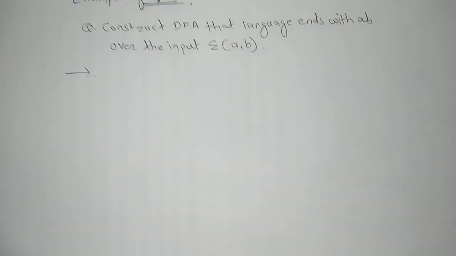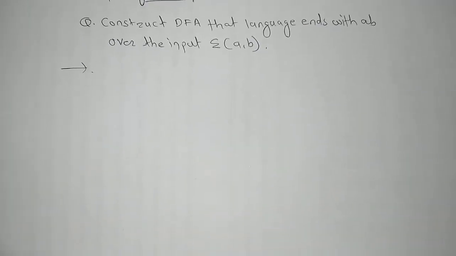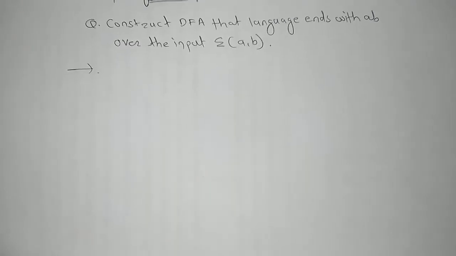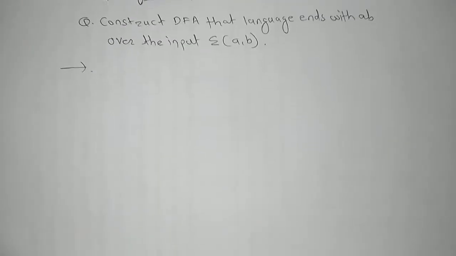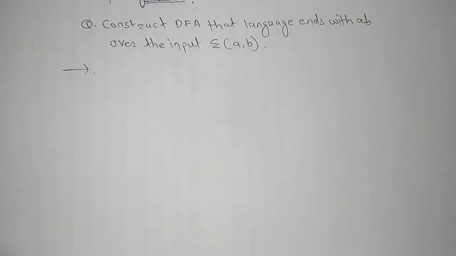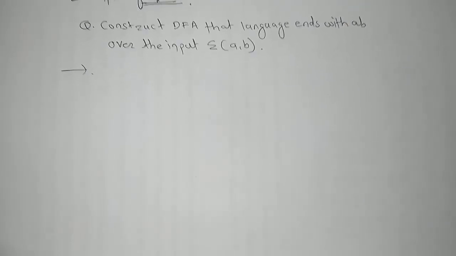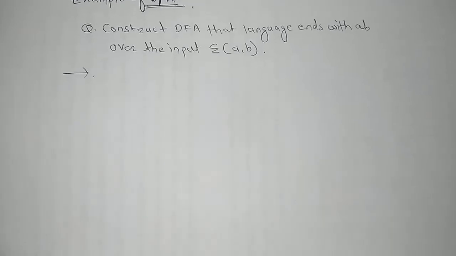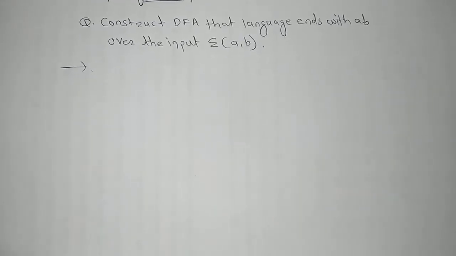Hello everyone. In the last lecture we have seen the definition of DFA, what a DFA is in detail, with one example. Now here we have an example, the problem statement: construct a DFA for the language that ends with AB over the input symbols A, B.